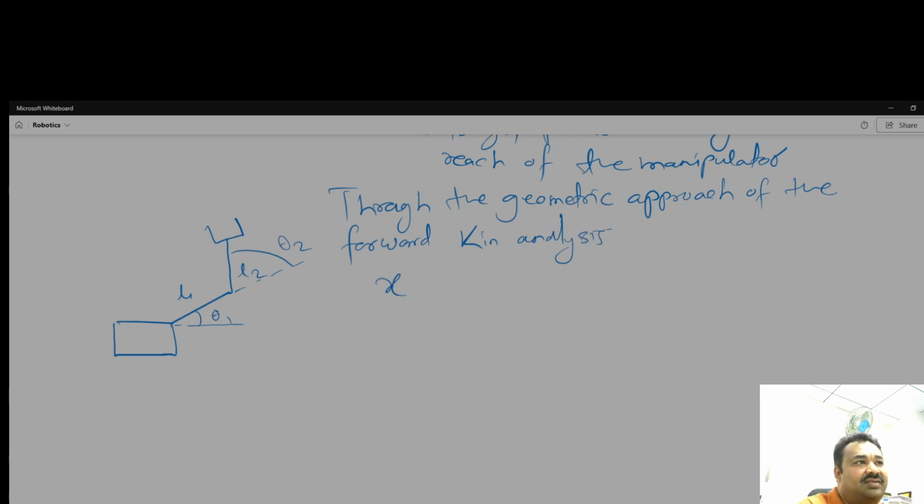what do we get? X is equal to L1 cos theta 1 plus L2 cos of theta 1 plus theta 2. So we are writing here C1, L2, C12, where C1 is cos theta 1 and C12 is cos of theta 1 plus theta 2. Okay, similarly Y is L1 sin theta 1 plus L2 sin of theta 1 plus theta 2, meaning S1 and S12.